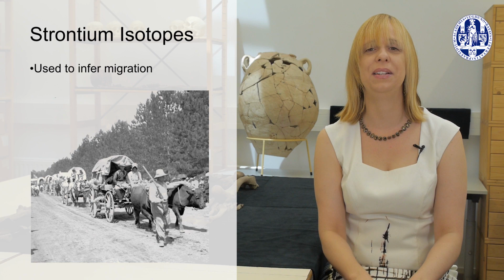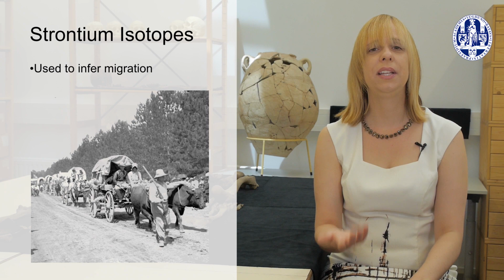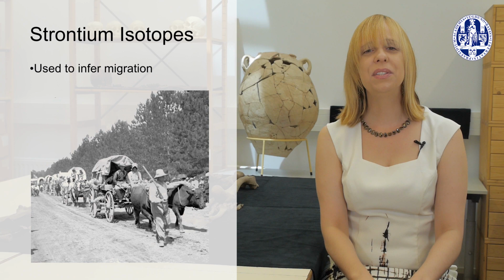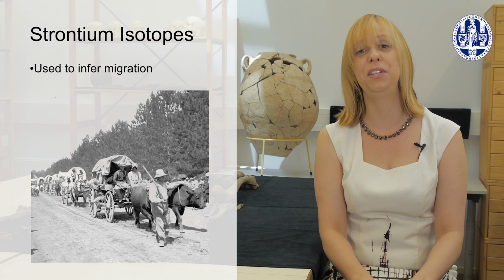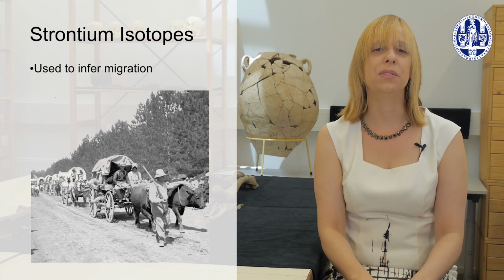That video was focused on the isotopes that are commonly used for the reconstruction of diet, but as you will learn, there are also isotopes that are used to tell if a person moved from one geographic area to another in their lifetime. Perhaps the strontium isotope values of your bones and teeth would reveal that you had moved from one part of the world to another.